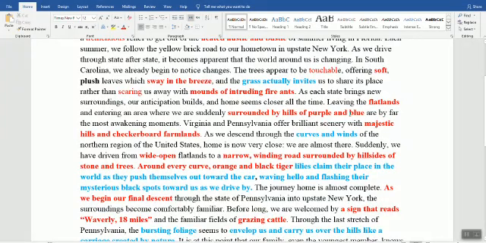Now these are not brown hills or black hills. These are purple and blue, by far the most awakening moments. Now that you will get, even if you are feeling sleepy during your travel, you will feel awakened. You will start enjoying the nature. Virginia and Pennsylvania offer brilliant scenery with majestic hills and checkerboard farmlands.